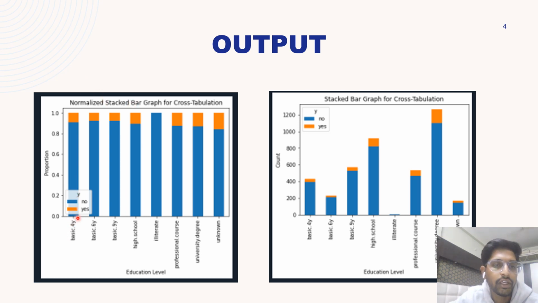As we can see over here, basic 4-year contains around 0.9 yes and 0.1 no. So in every case it only reaches up to 1. So this is how we build normalized and simple stacked bar graphs using Python. Thank you.